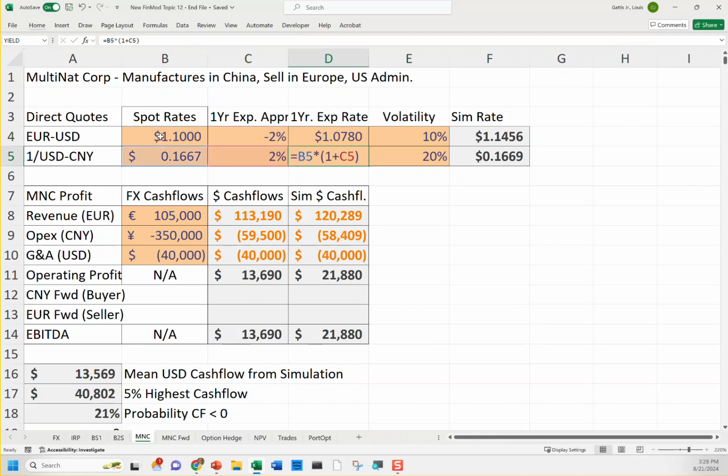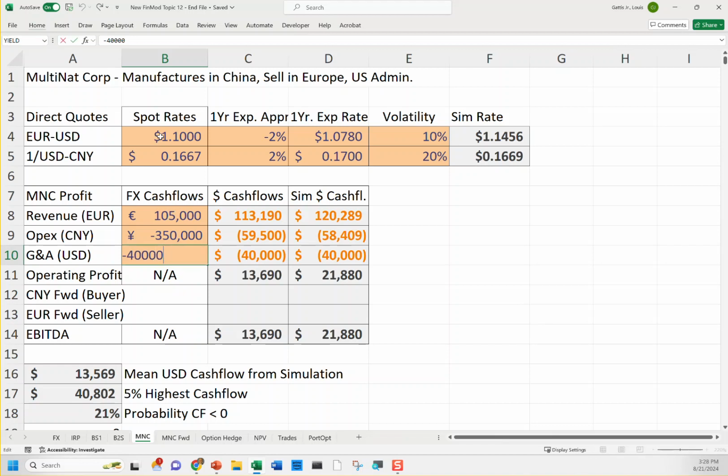And these are now in direct terms, and we'll worry about the volatility later. So we'll say that the revenue, I expect 105,000 euros in revenue, and I'm going to expect it to pay 350,000 Chinese yuan as my cost, and there's also US dollar, say G&A costs.